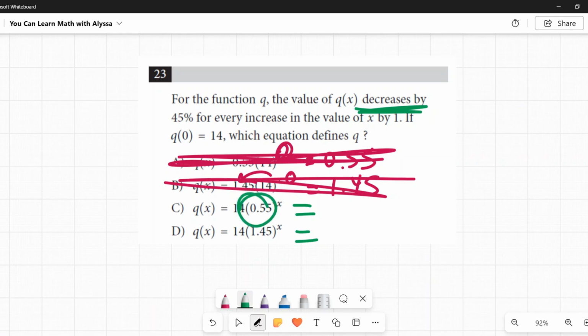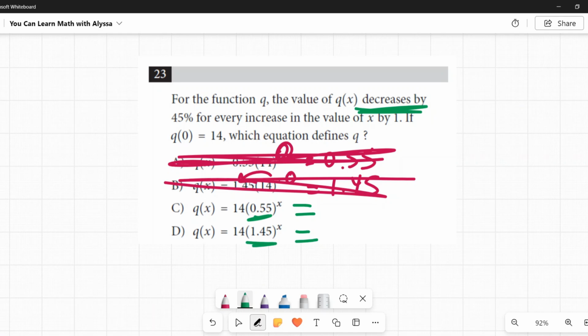This right here, this is less than 1. If you're multiplying by a number less than 1, it will decrease it. This is multiplying by a number greater than 1. Multiply by a number greater than 1, it's increasing it. So just that fact right there, without even looking to see if these numbers are accurate, D is already out.